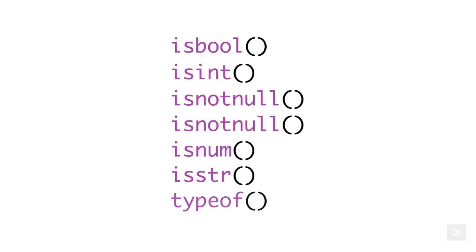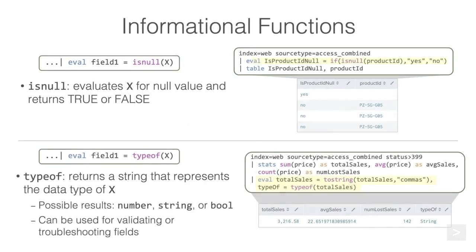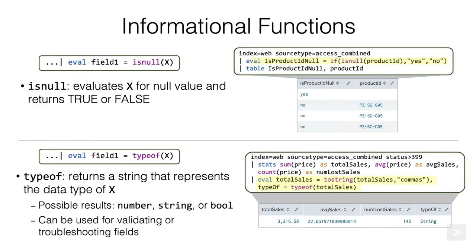If you need to get information about a value in your data, you can use an informational function. All of these work the same way except for the type of function. When you pass them a value, they will return a Boolean value of true or false. The type of function returns a string representation stating the type of the value supplied. Let's take a look at both the isNull function and the type of function here.